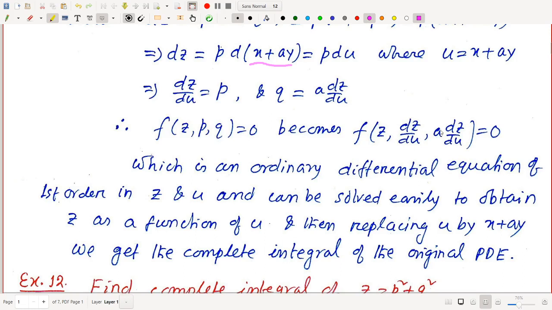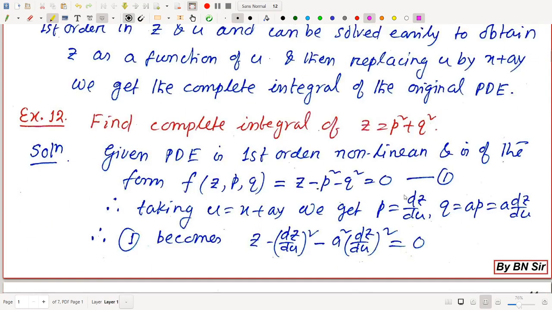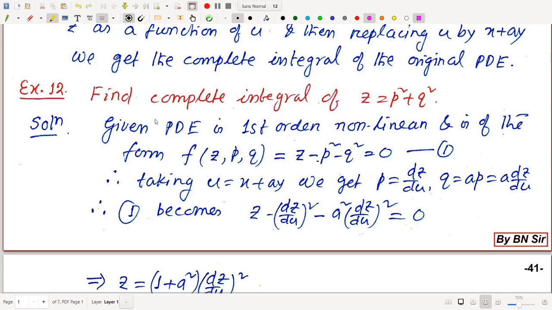This is an ordinary differential equation of first order in z and u. z is the dependent variable, u is the independent variable, and it can be solved to obtain z as a function of u, and then replacing u by x plus ay, we get the complete integral of the original PDE. Now let us solve some problems on this form.